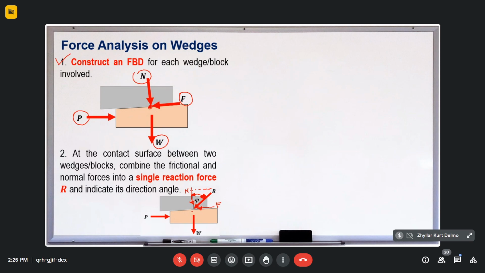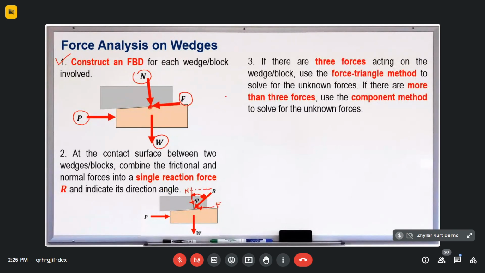Then, if you need to solve for the normal force and the frictional force from the reaction, use the right triangle model, wherein tangent phi is equal to the ratio of F over N. You can also use the sine of phi, which is equal to the ratio of the frictional force and the reaction force.